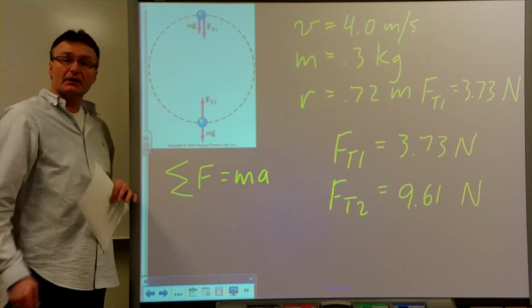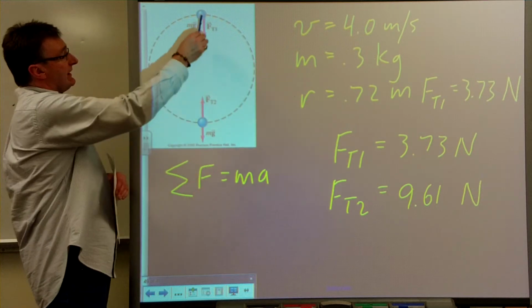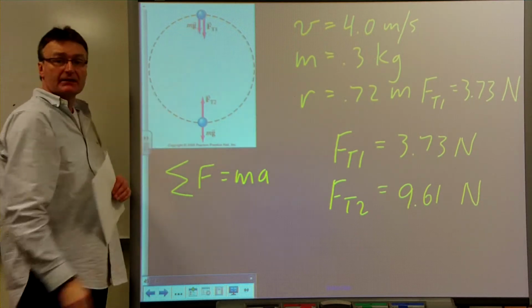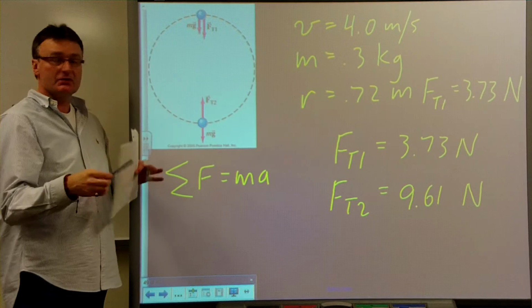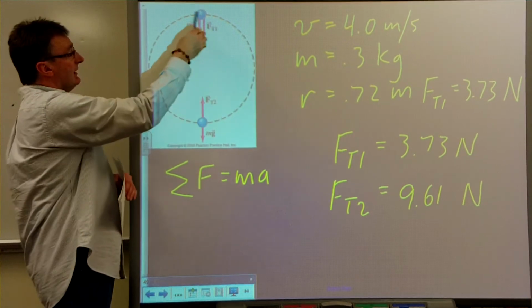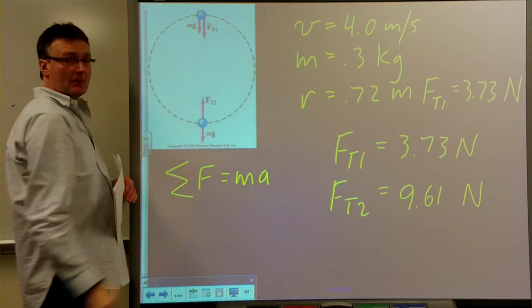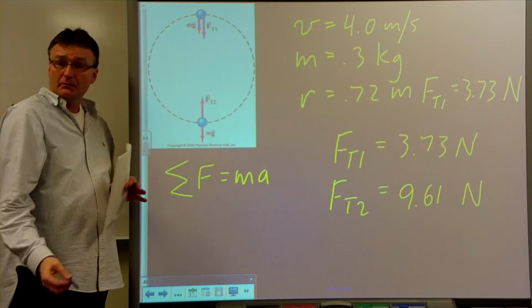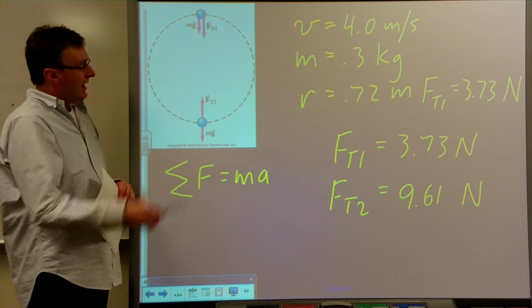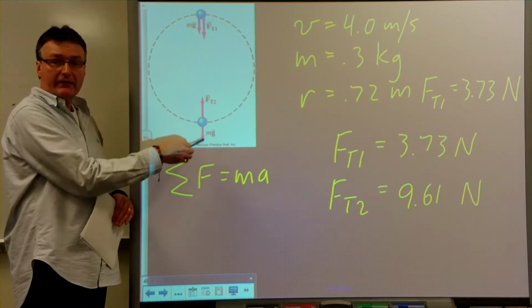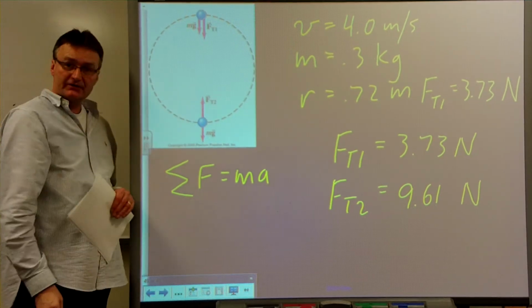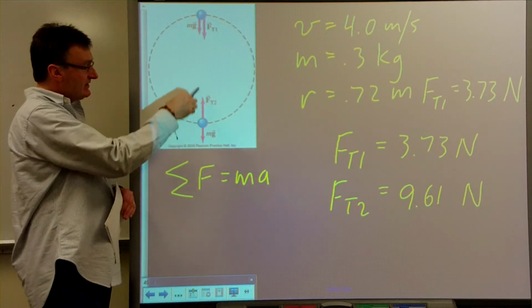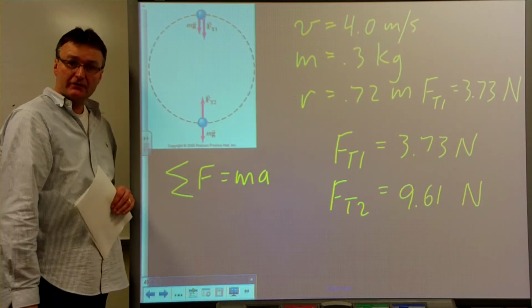And if you think about it, it makes sense, because at the top you've got gravity that helps to accelerate the ball in its circular motion. So you've got gravity assisting the tension force, they're both in the same direction. But at the bottom you've got gravity working against the force of tension. So you'll need to have a greater tension force at the bottom.